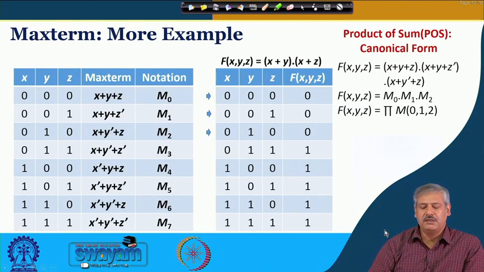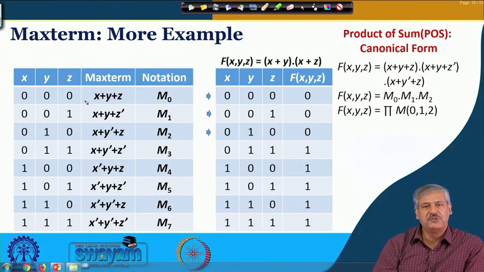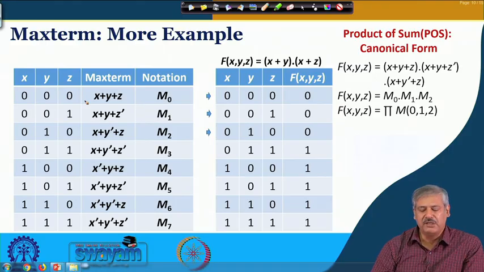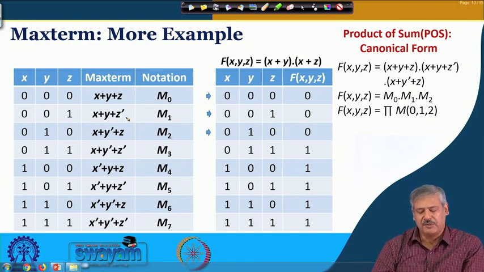So, we look at it for a 3 variable example. This x, y, z, all of them 0. If it is 0 then it will be unprimed, uncomplemented. So, the corresponding Maxterm is x plus y plus z. Okay. 0, 0, 1: it is x, y and z is 1, so z prime will be there. So, x plus y plus z prime. And when it is 1, 1, 1 we have x prime plus y prime plus z prime. So, this is 3 variable, you can extend it to n variable.